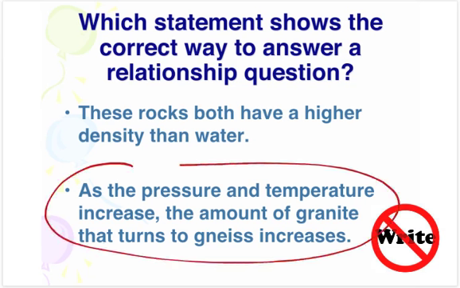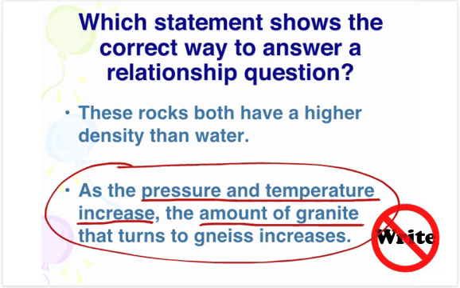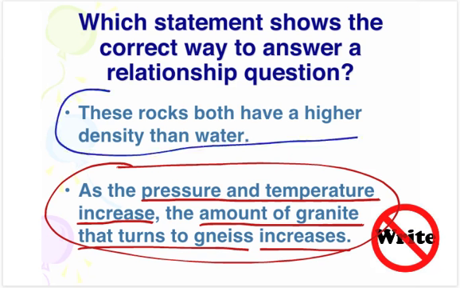Right, this one here, okay? Because it talks about, as this thing changes, so as object 1 changes in this way, okay, as the pressure and temperature increase, the amount of granite that turns to gneiss also increases, okay? So that's using that basic generic format that I gave you in the previous slide. By the way, what type of answer is the other one? It's one of the 8 different types of questions.